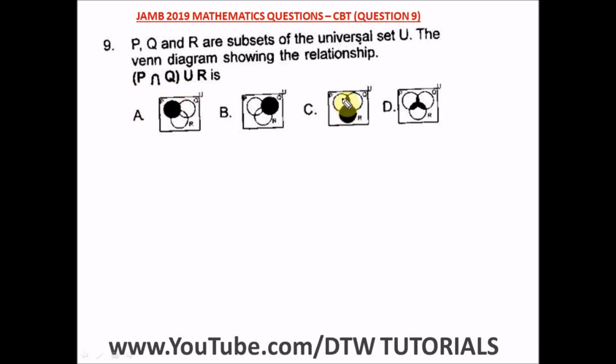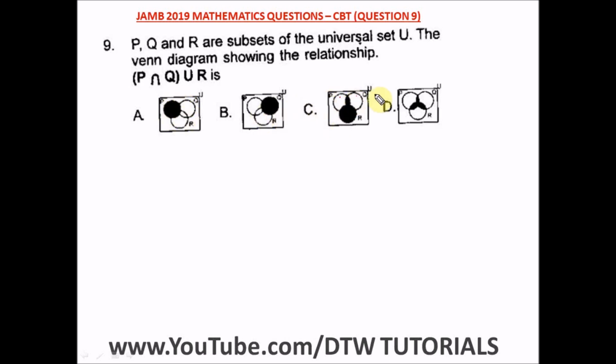P intersection Q. This is P, this is Q. So P intersection Q, then union R. Okay, so this is the union of R. That's everything in R. So this would be the right answer. Here you can see this is saying this is like a P intersection Q union R.